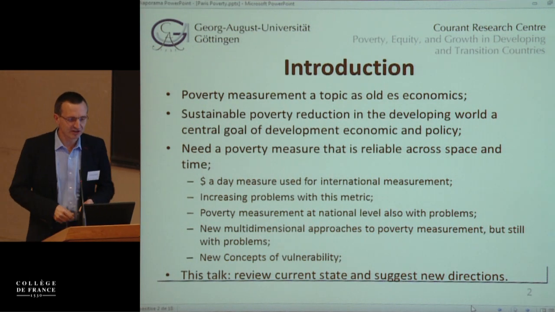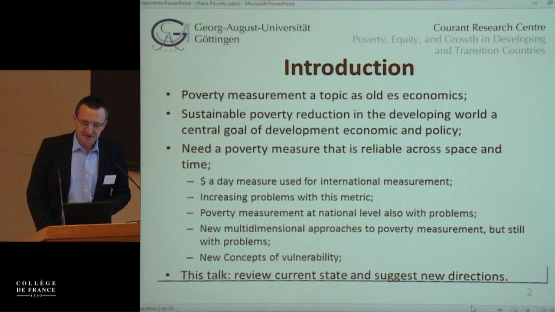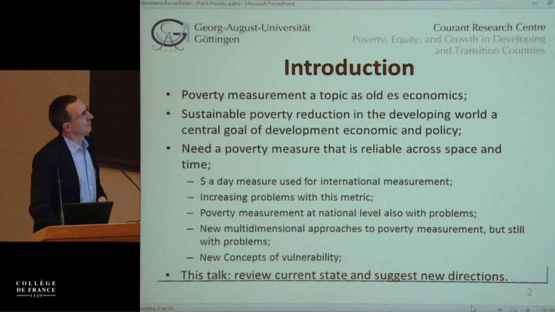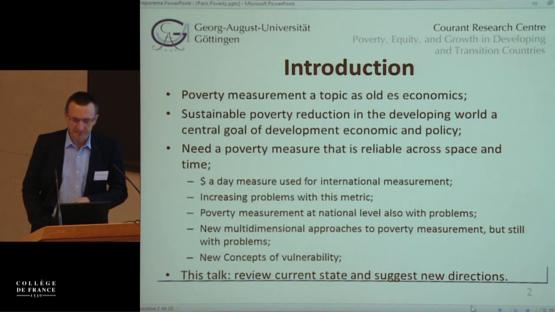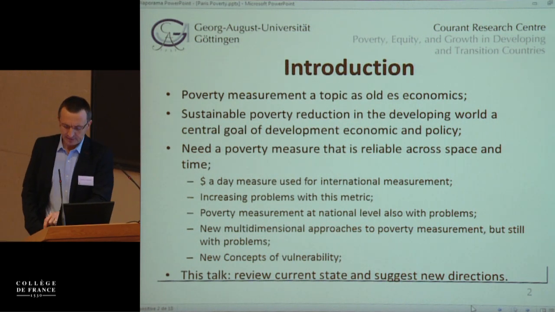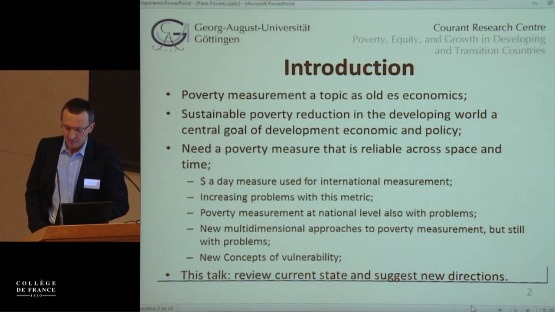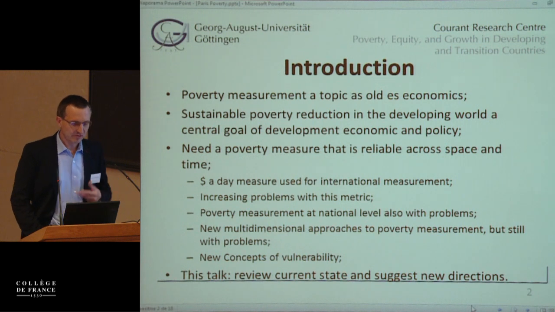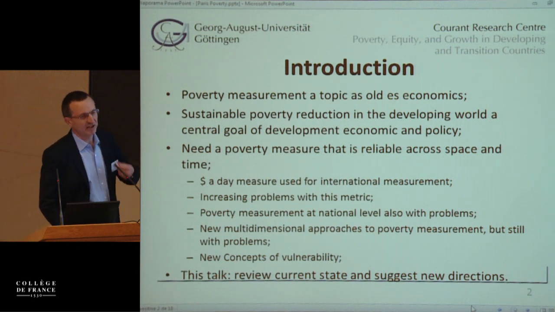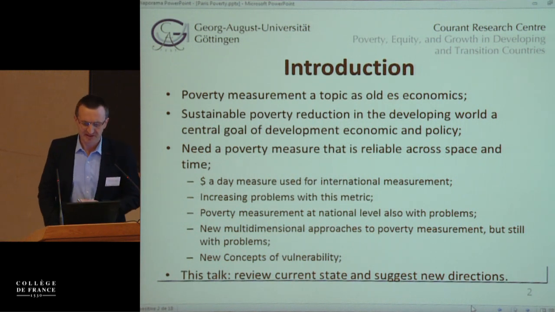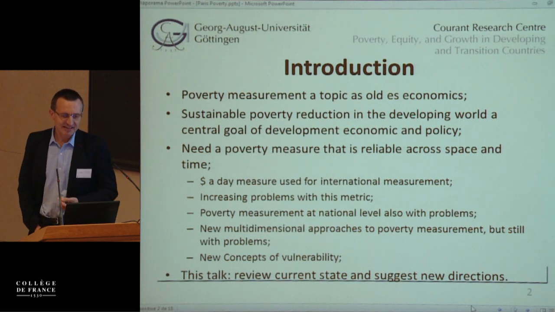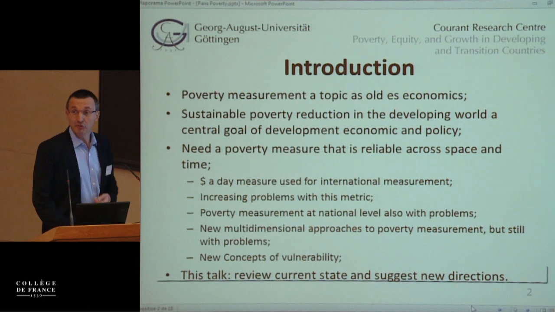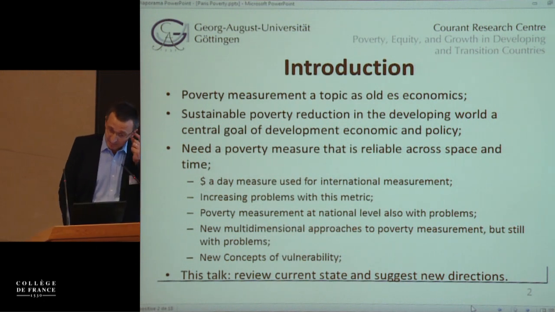Sustainable poverty reduction, in the developing world, is the central goal of development economics and policy. We've decided on this in the last 20 to 30 years, after a much greater focus on just economic growth. This shift has been to poverty reduction. So basically, what we need then are poverty measures that are reliable across space and time.